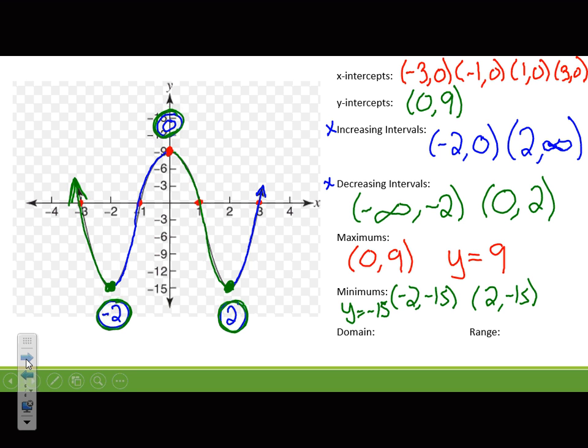Now, last but certainly not least, we're going to talk about domain and range. We're going to write these in interval notation. So if we look at our x values, we have arrows here. They're going to go on forever in both directions. So our domain is going to be negative infinity to infinity, or all real numbers. While our range, if we see we have this right here, we're never going past here, and we're never going past here. So our range is going to go from our lowest, which would be negative 15, all the way to positive 9.